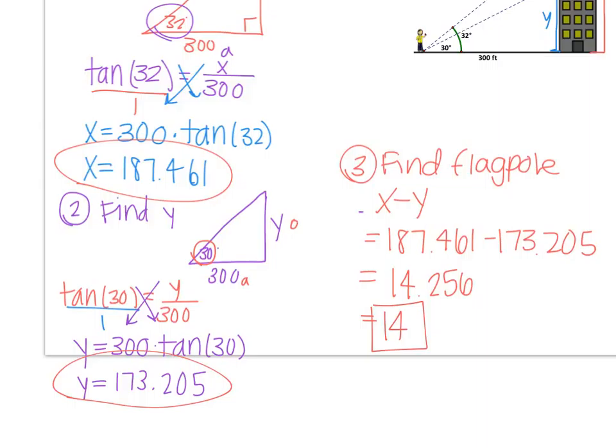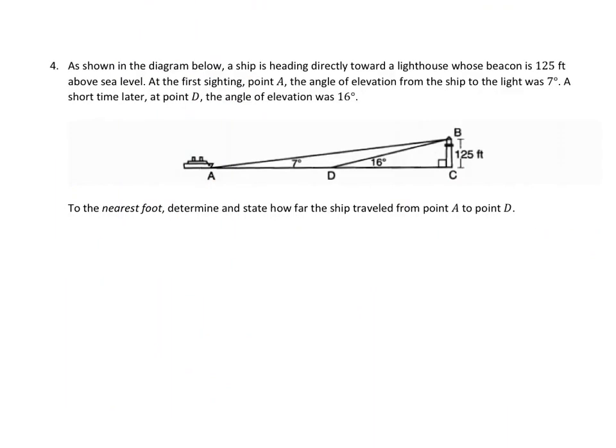Go ahead and flip that paper over. Alright, so number 4 here is a Common Core question. It was on one of the 3 exams that they've released. It says, as shown in the diagram below, a ship is heading directly towards a lighthouse, whose beacon is 125 feet above the sea level. At first sighting, point A, the angle of elevation from the ship to the light was 7 degrees. A short time later, at point D, the angle of elevation was 16 degrees. To the nearest foot, determine and state how far the ship traveled, from point A to point D.